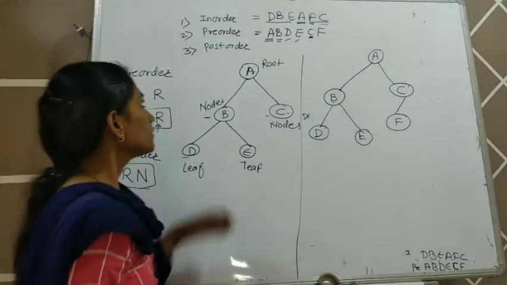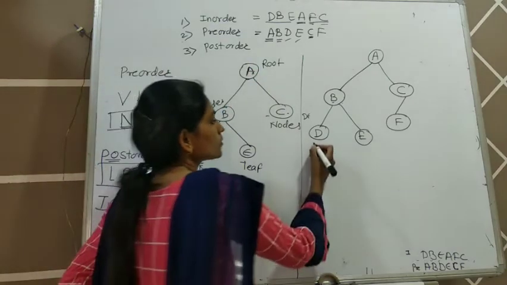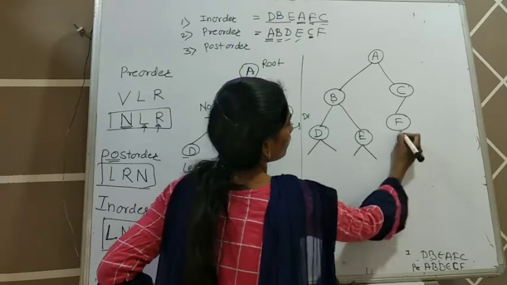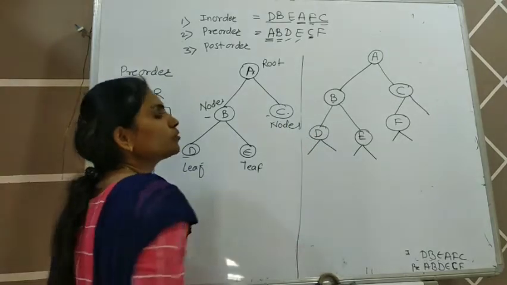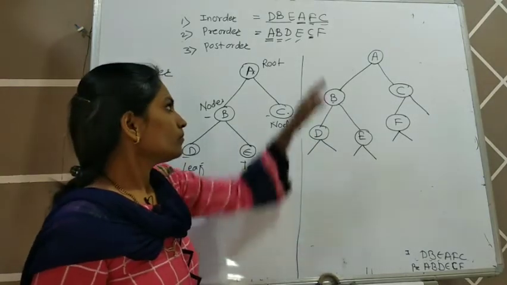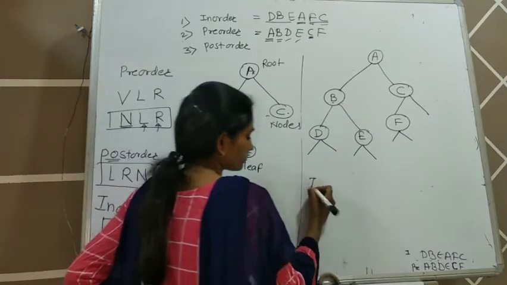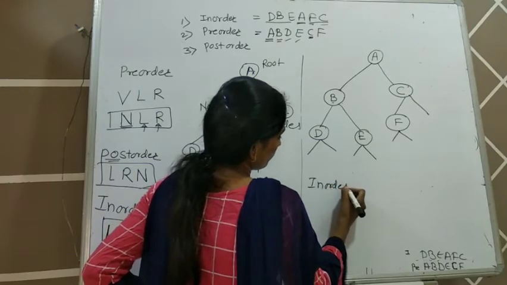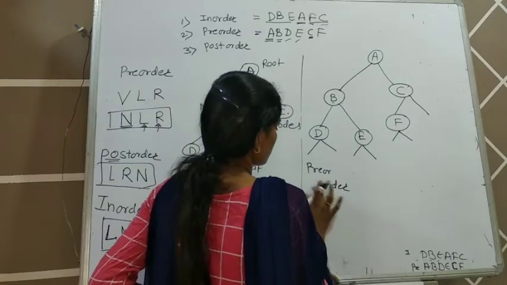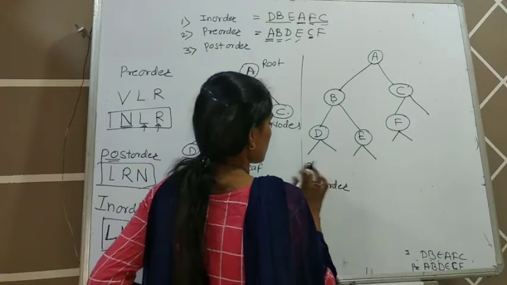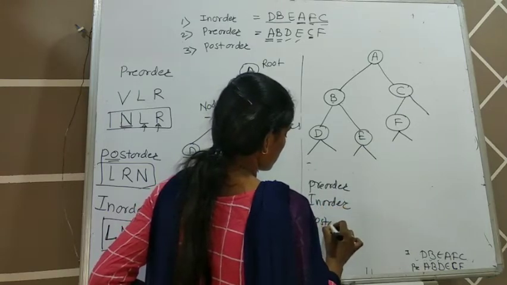Okay, now what is the question? You have to find out the post order sequence. So for the post order sequence, let's draw here the null links for the leaf nodes. Now let's see how to traverse this. From traversing, we'll write down all these sequences. First we will write preorder, then we will write the inorder, and then we will write the postorder.